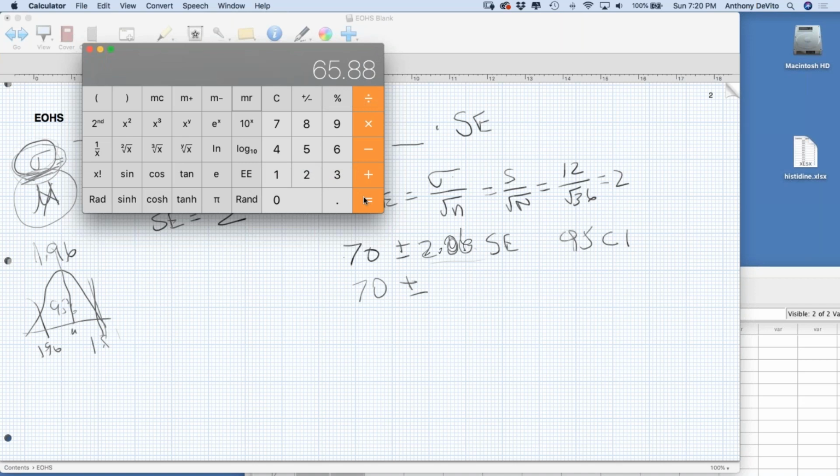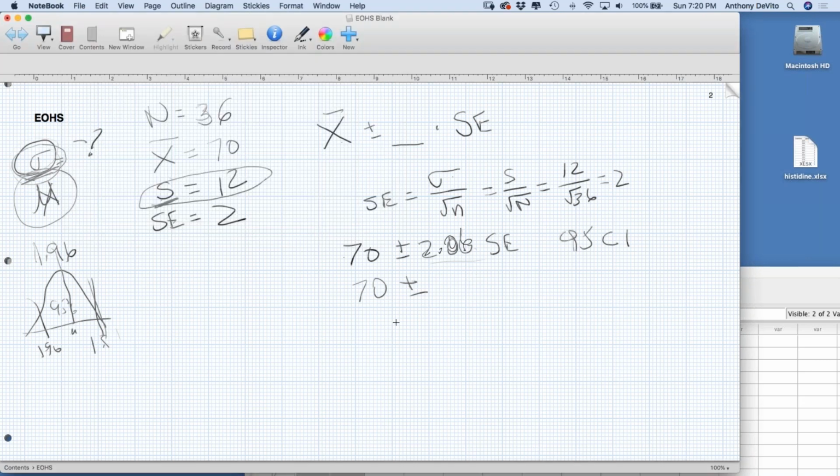Okay, that's going to be equal to 65.88. Okay, let's see if I can do that without using everything. 65.88, and this was 4.12, did I say? I think it was 4.12.